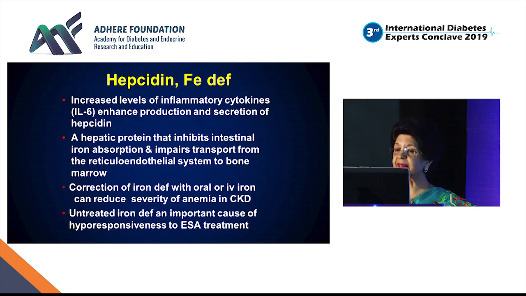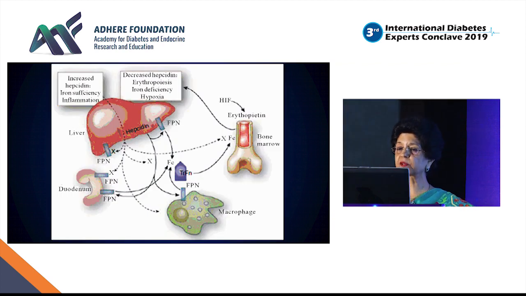If we have increased levels of inflammatory cytokines, they enhance the production and secretion of hepcidin. So what is hepcidin? It is a protein that inhibits the intestinal iron absorption, and it impairs the transport from the reticuloendothelial system to the bone marrow. So this is the site of action of hepcidin. Increased hepcidin in iron sufficiency and inflammation, decreased hepcidin in erythropoiesis, iron deficiency, as well as hypoxia.